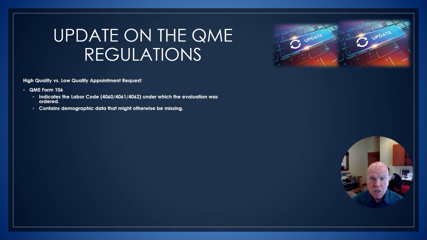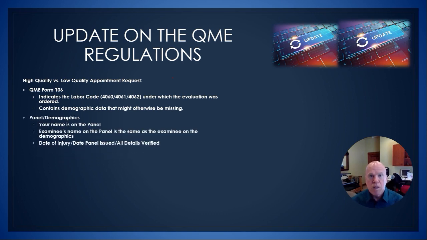Also, QME Form 106 contains demographic data that you might not be able to get anywhere else. It might contain demographic data that's not on some of the other forms and pieces of paperwork that you receive from the parties, because QME Form 106 is a form that's submitted to the Division of Workers' Compensation, and before the Division of Workers' Compensation is going to issue a panel on this case, they will indeed confirm the accuracy of the information on QME Form 106, and you can have access to that information if you simply request that QME Form 106 be included in the materials that are sent to you when you schedule the appointment.